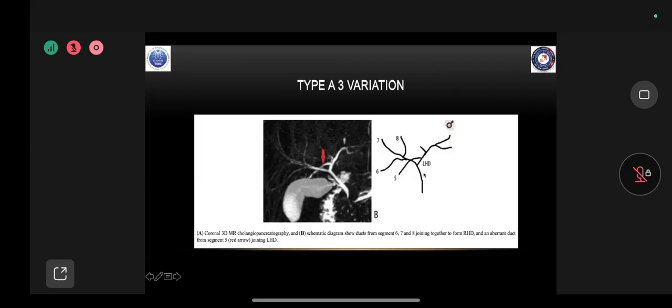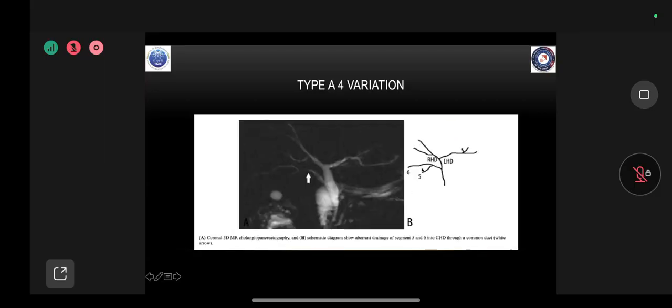Just another variation of type 3. This is the anterior sector 5 duct, which is draining into the left, and the 6, 7, 8 are forming a common trunk. Similarly, 5, 6 forming one trunk, 7, 8 forming one trunk. This is entering at the confluence. This is entering a little lower.